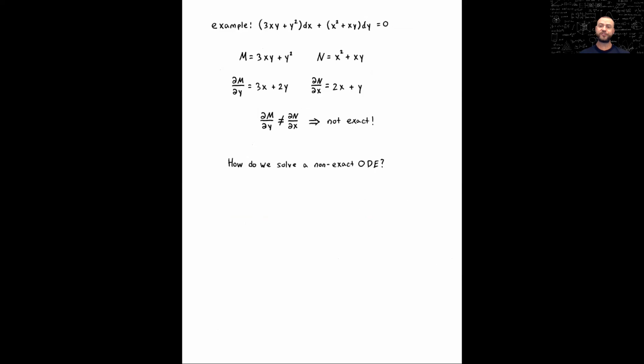So let's just consider an example that looks similar to what we've been dealing with. Another ODE in differential form. What could go wrong? Well, let's identify the functions M and N, and let's check if it is exact. And unfortunately, a lot goes wrong. The partial derivatives are not equal, which means this ODE is not exact. How do we solve a non-exact ODE? Well, as it turns out, these are solvable, but they require something called an integrating factor. That's the content of the next lecture.